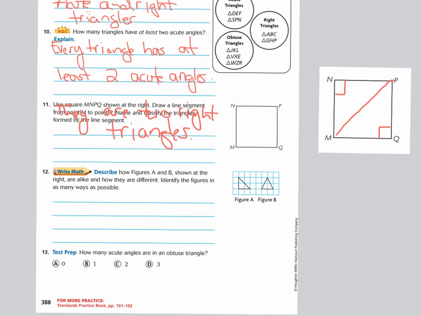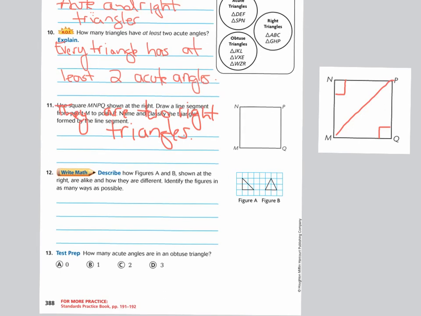Going back to question number 10, how many triangles have at least two acute angles? All triangles have at least two acute angles. So our answer here should have been 2. So an obtuse triangle will have one obtuse angle, and then if you connect it with a line, this would be acute and that would be acute. So one obtuse and then 2 acute.